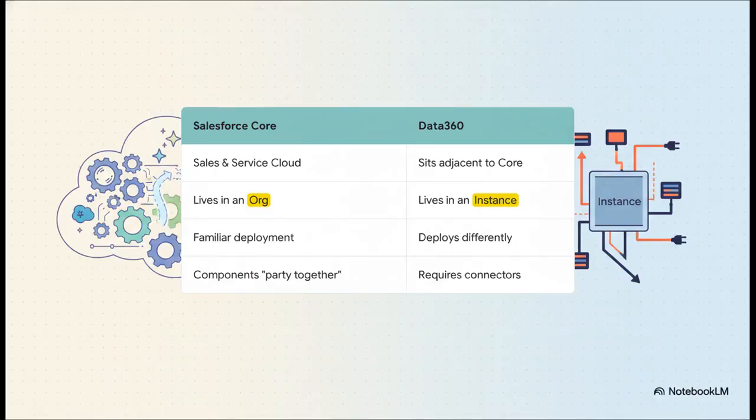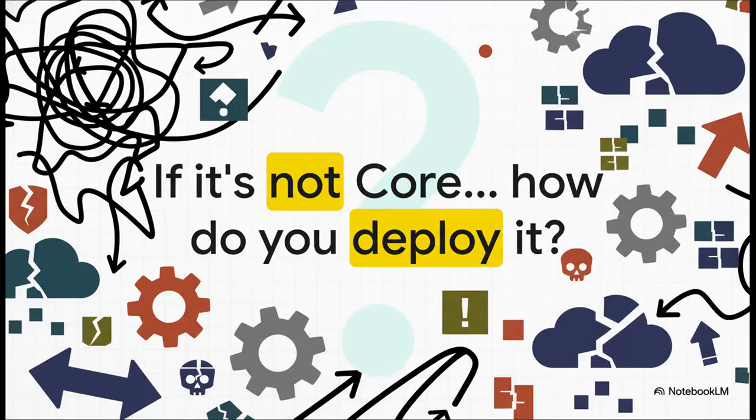In your day-to-day Salesforce world, your Sales Cloud, your Service Cloud, you live inside what's called an org, right? Everything parties together in there. But Data 360, it doesn't live in the org. It lives adjacent to it in something called an instance. And this one little change in terminology, org versus instance, well, it changes everything about how you deploy your code and configuration. So if it's not core Salesforce, how in the world are you supposed to deploy to it? That question, well, that's what leads us to the next part of the story.